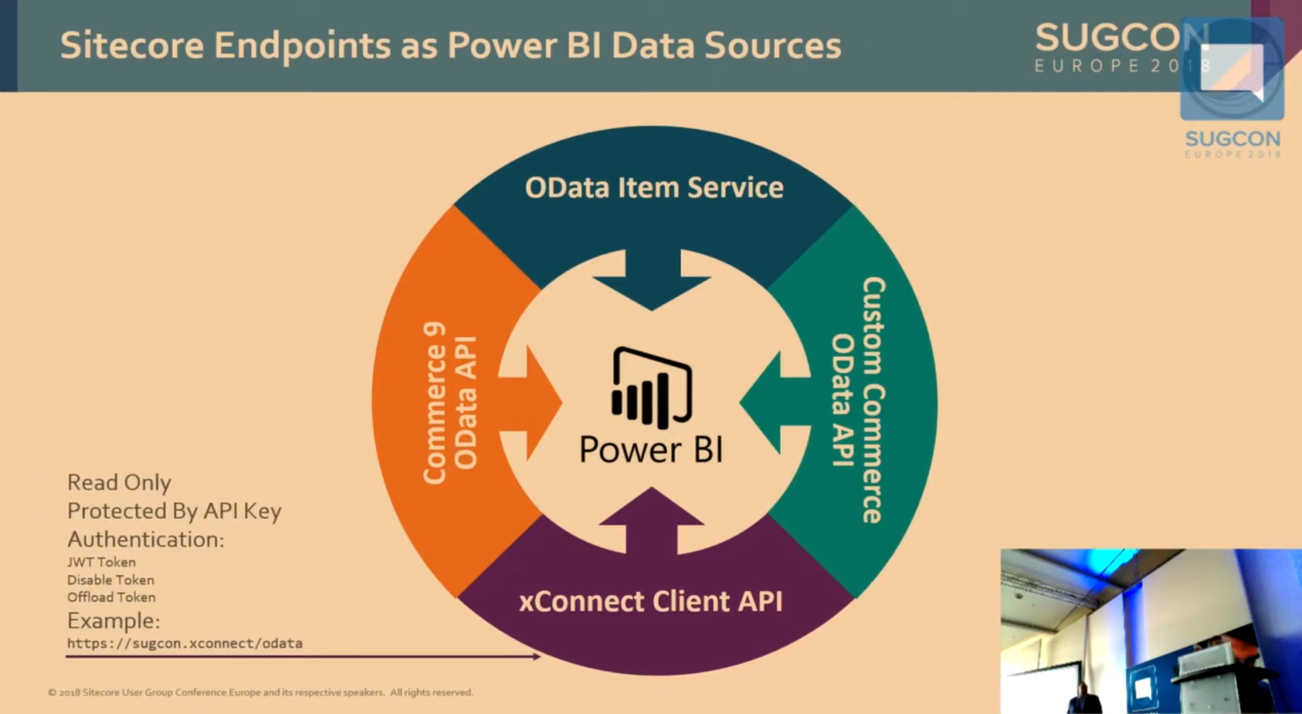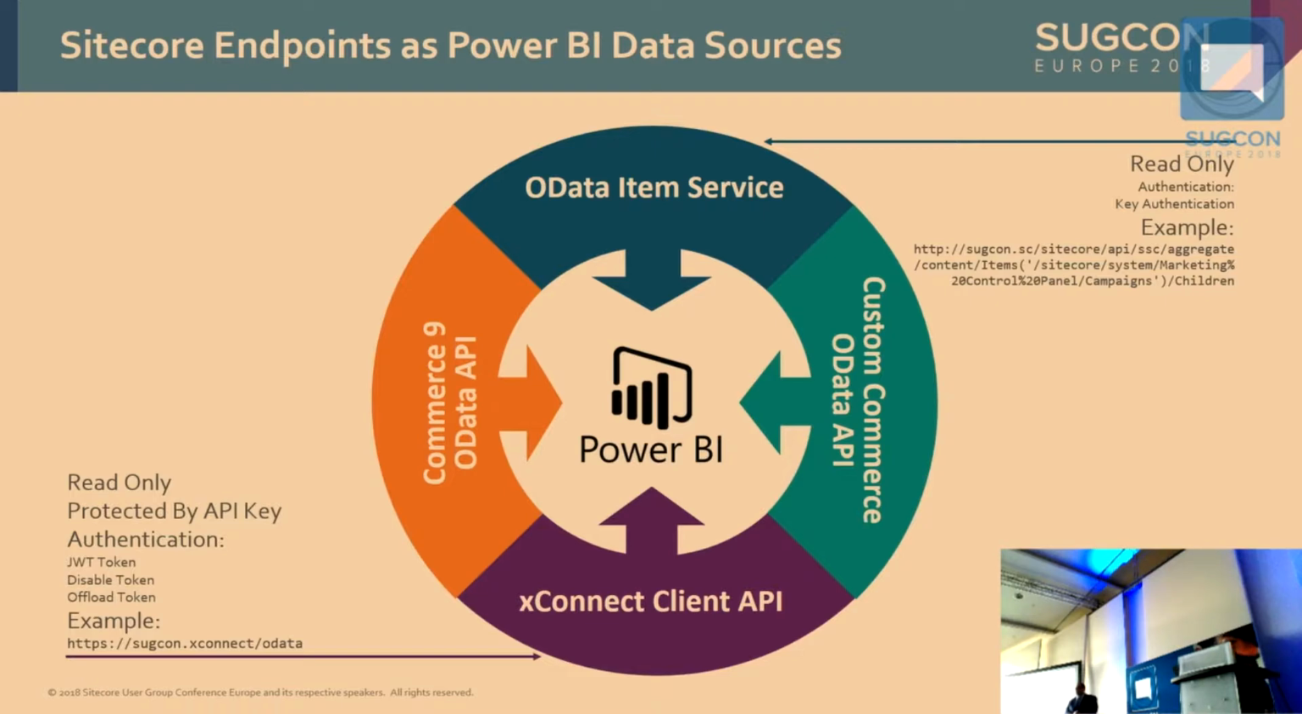We have the XConnect Client API. That endpoint gives us access to interactions, contacts, devices, essentially everything that a client or user does on the website. The data is available out of the box. We just have to connect to it. We have to provide authentication, and we can pull this data into our Power BI without writing any code.